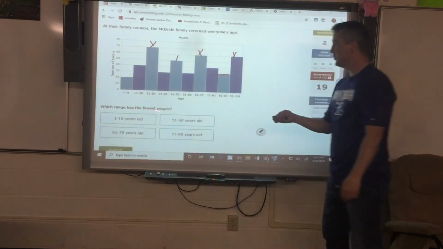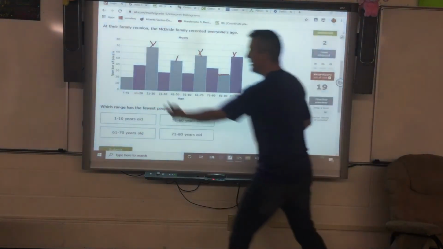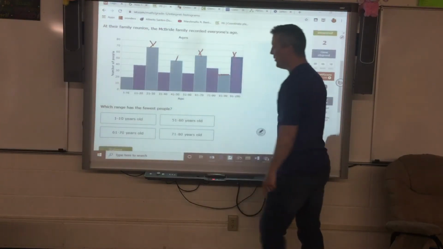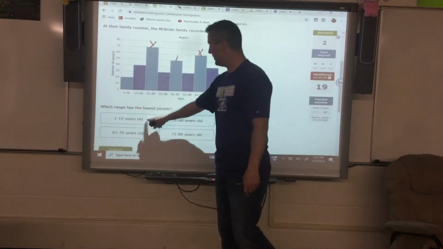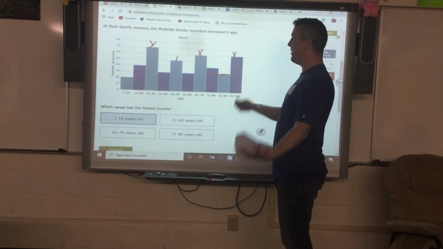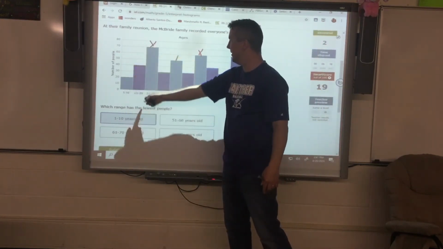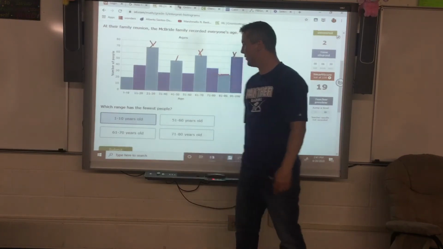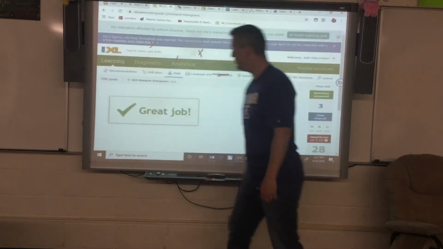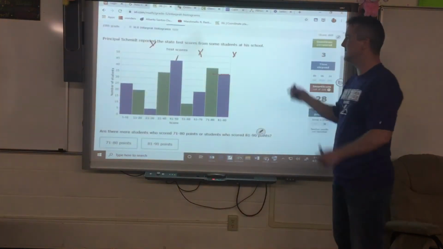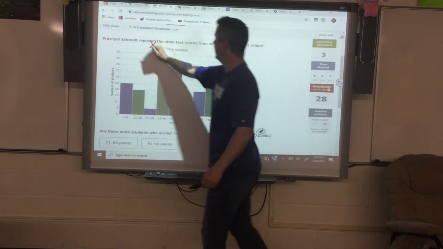So based on this one, which one is the fewest number of people? They only had 20. These other ones had 30. It'd be the 1 to 10-year-olds. They're the least amount. Which group had the most? If we were to flip it, which one had the most? This group right here, 21 to 30-year-olds. All right? Do one more, then we're going to move on to the second part where you have to create them.